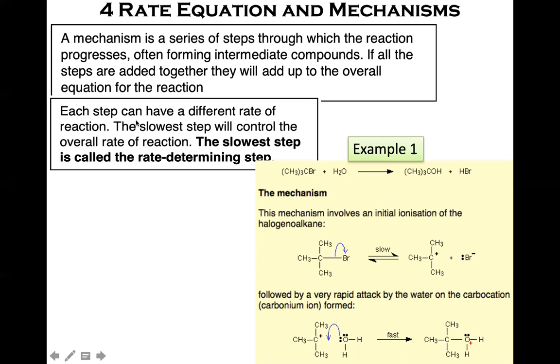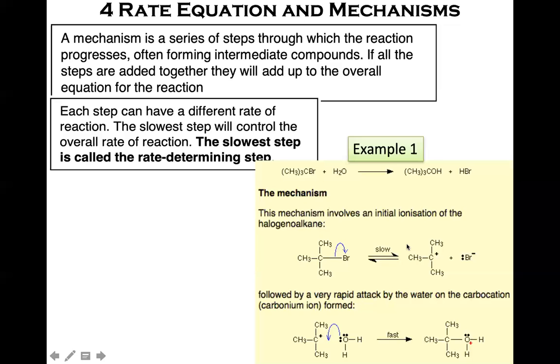Each step can have a different rate of reaction. So for example, again, using this example one, this is step one, this is step two. Step one and step two will not have the same rate. Even though we always say, for example, the rate for this reaction is 8 mol per dm cubed per second, I'm just going to use a random number, 8. But when you break it down into the mechanism, you cannot say for sure that step 1 is 8 mol per dm cubed per second and step 2 is 8 mol per dm cubed per second.